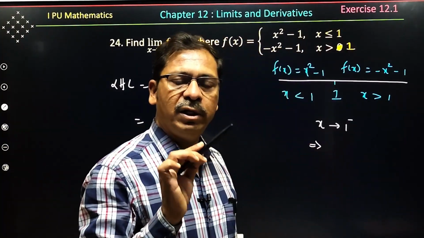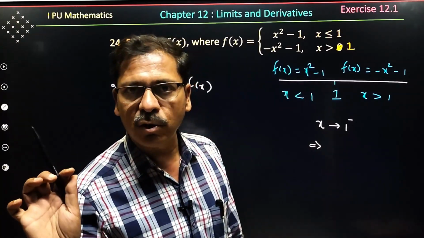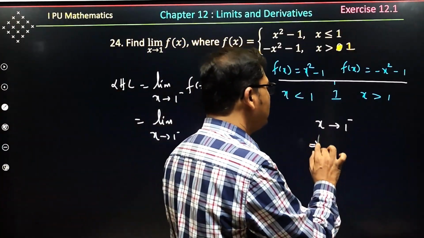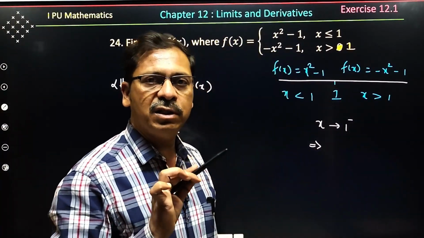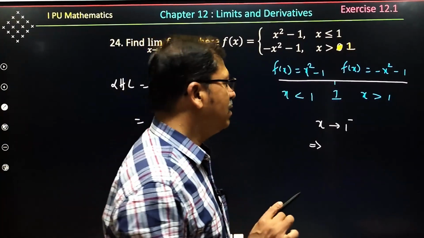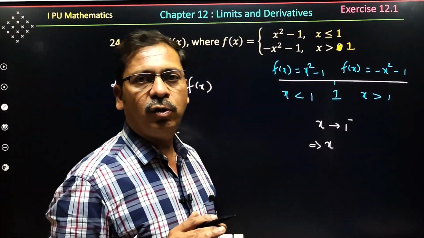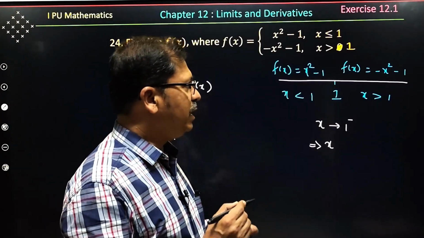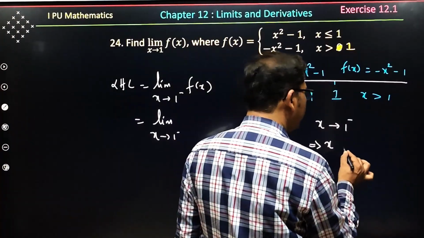x tends to 1 minus means 0.9, 0.99, 0.9999, and so on. Come on, tell me whether it is less than 1 or greater than 1. x tends to 1 minus means less than 1 or greater than 1. Hello? No response. x is tending to 1 minus. Less than?